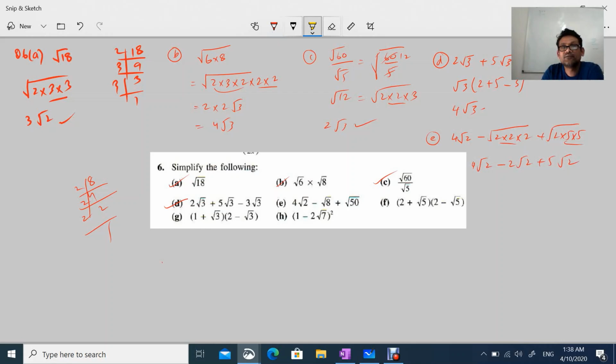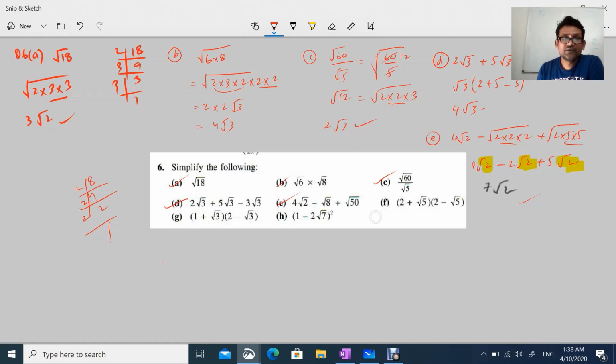Now do we have the same radicals? Same radicals. Now we can simplify. 4 minus 2 is 2, 2 plus 5 is 7, and the answer is 7 under root 2. And that's what we have done.